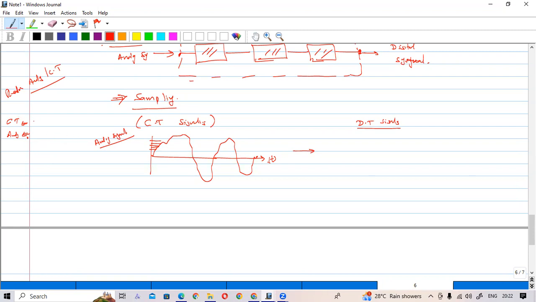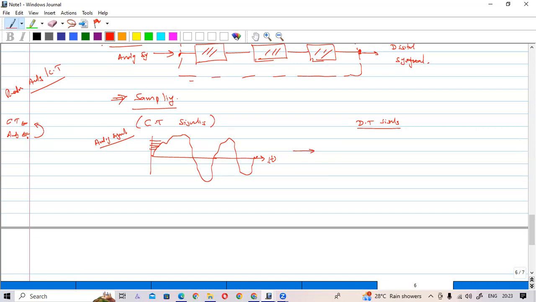You can say that all analog signals are continuous time. But all continuous time signals are not analog. I will explain it later. But all analog signals are continuous. So now we are going to convert an analog signal into digital.